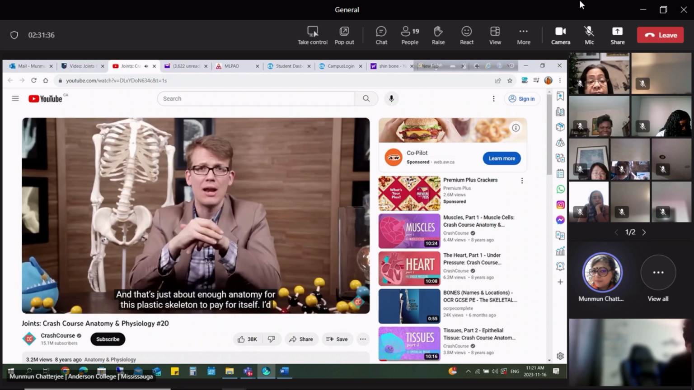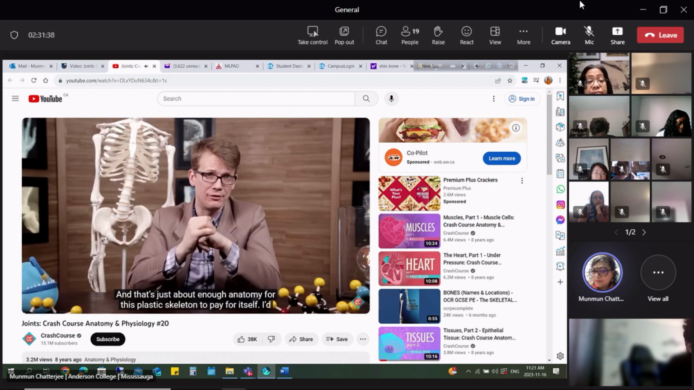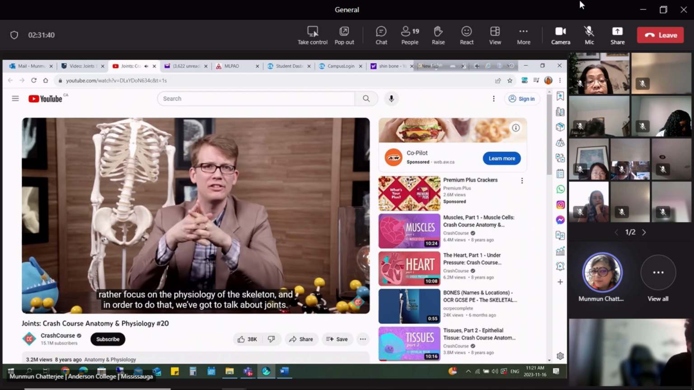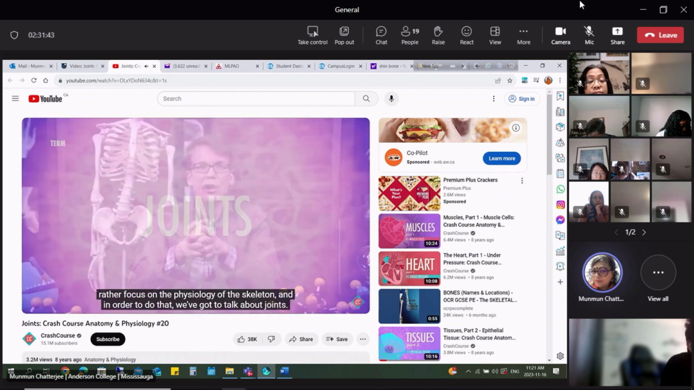Seuss. And that's just about enough anatomy for this plastic skeleton to pay for itself. I'd rather focus on the physiology of the skeleton, and in order to do that, we gotta talk about joints.